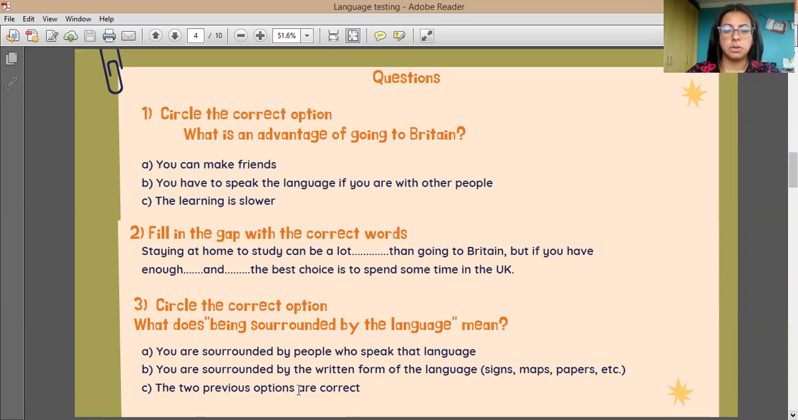The two previous options are correct. You are surrounded by people who speak the language, and also you are surrounded by the written form of the language. So being surrounded by the language when you go to another country means both. So that is the correct option.